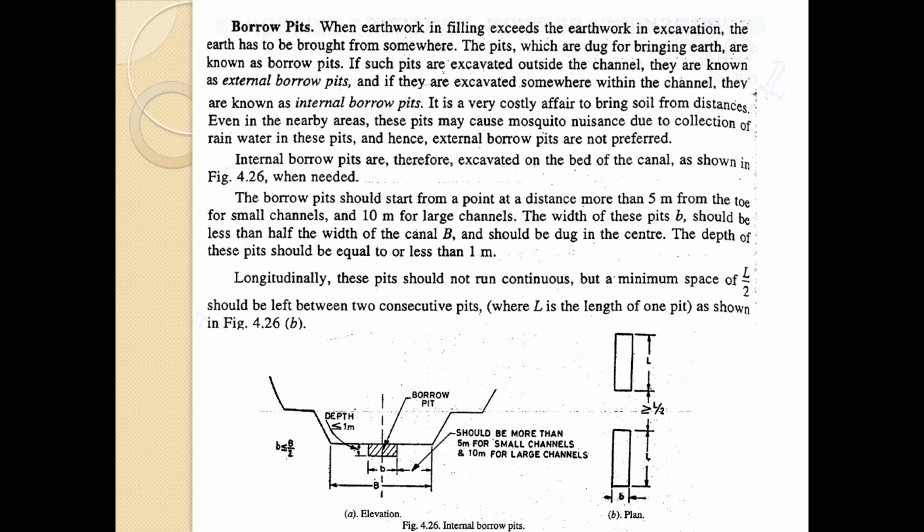The width of these pits, b, should be less than half of the width of the canal, B. That is, this should be less than B, that is, half the width of the canal. Then these should be dug in the center. The depth of these pits should be kept equal to or less than 1 meter. Longitudinally, these pits should not run continuous, but a minimum space of L by 2 should be left between two consecutive pits, where L is the length of one pit, as shown in this figure.